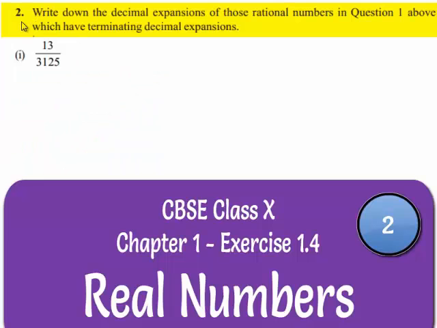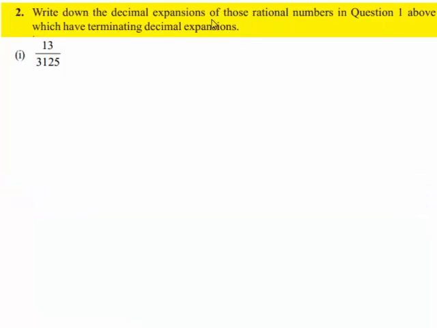Now let us move on to the second question. The question is, write down the decimal expansions of those rational numbers in question 1 above which have terminating decimal expansions. So let us take the first rational number, that is 13 upon 3125. It has a terminating decimal expansion as solved in the first question. So now we shall find its decimal expansion. So let's move to the solution.